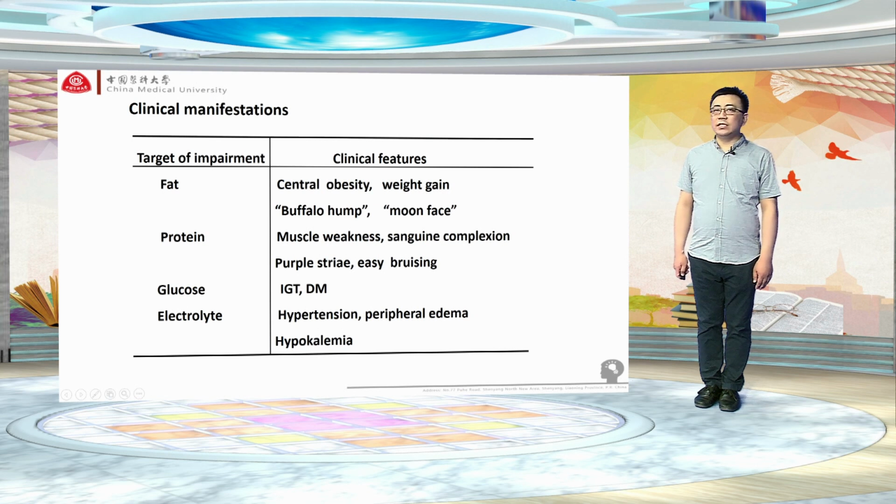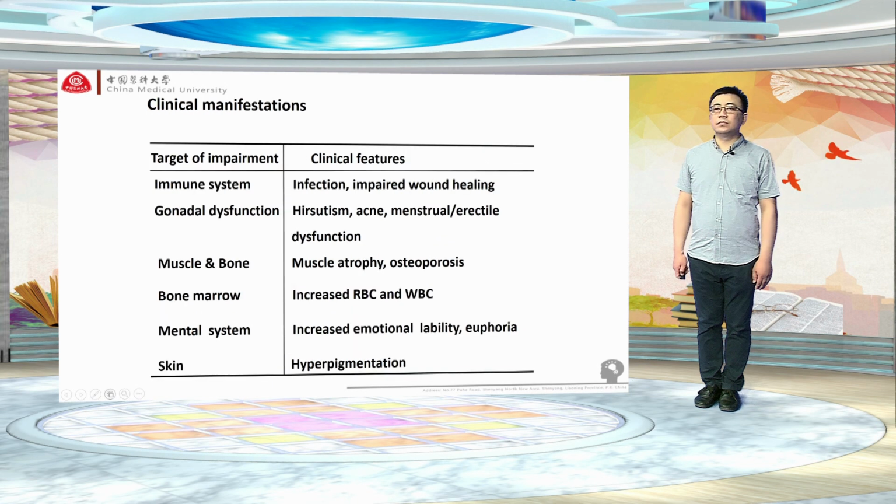For the electrolytes, we all know that cortisol has a similar effect as aldosterone. So in this kind of patient, they may have hypertension, peripheral edema, and hypokalemia. For the immune system, we all know that overproduction of cortisol can inhibit the immune system. So in this kind of patient, they may suffer from infection and impaired wound healing.